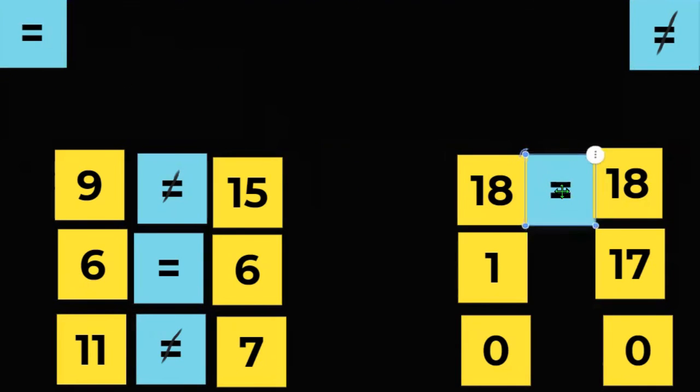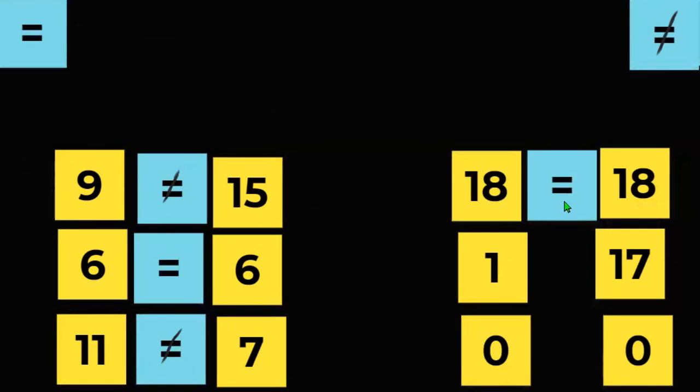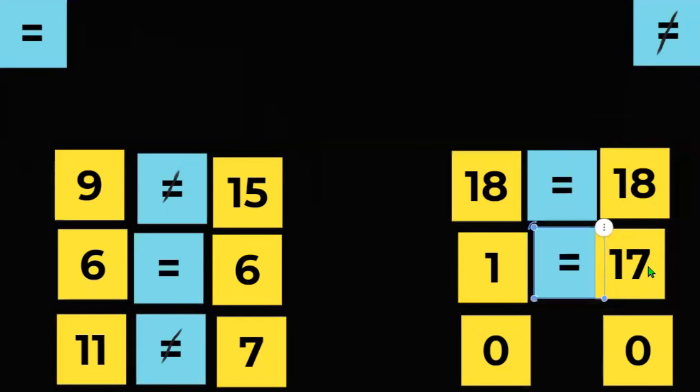Oh, those are the same. Those are equal. 18 is equal to 18. Or we can say 18 is equivalent to 18. 1 and 17, are those the same? Are those equal? Are those equivalent? No. Those two numbers are not equal. 1 is not equal to 17. So we use the not equal sign.